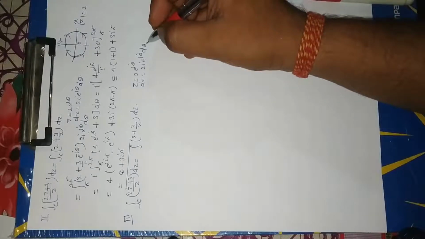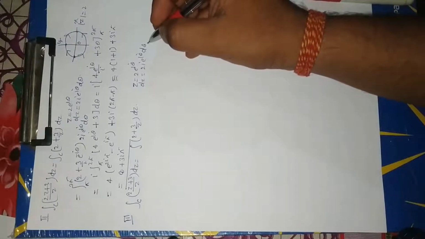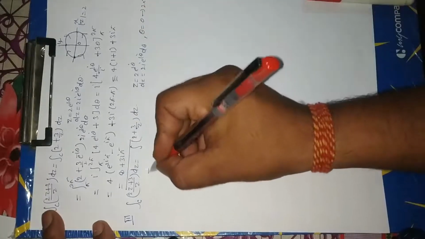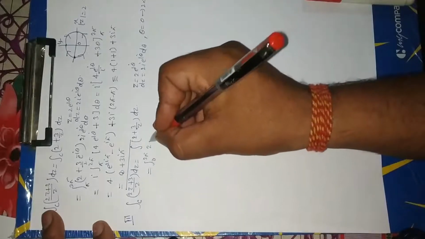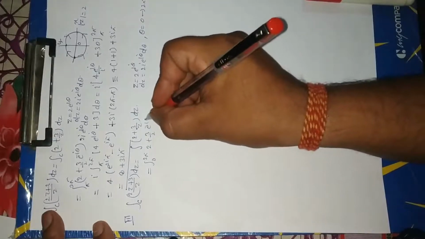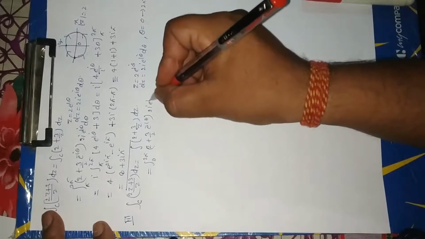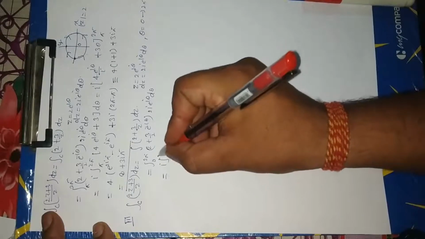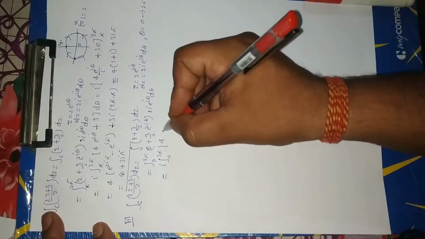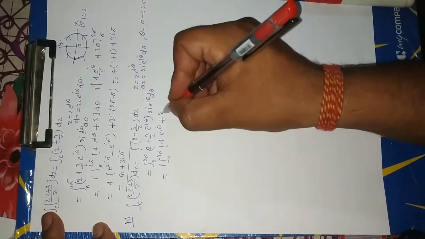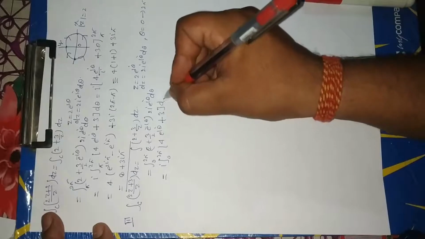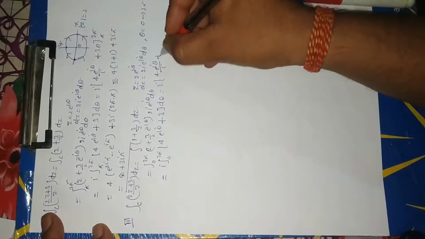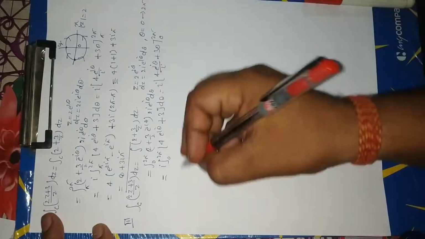Since the direction of motion is anti-clockwise, theta varies from 0 to 2 pi. Now the integrand is 2 plus 3/2 e to the power minus i theta, times 2i e to the power i theta d theta. This equals i times the integral from 0 to 2 pi of 4 e to the power i theta plus 3 d theta. Now integrate 4 e to the power i theta upon i plus 3 theta, limit 0 to 2 pi.